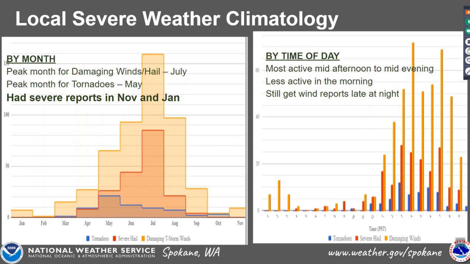So why am I talking about thunderstorms? You're probably thinking, oh, it's a summertime thing, but we can see thunderstorms. You can see here on the graph on the left, we can see thunderstorms in November and in January in our area. So it's not out of the realm of possibilities. The image on the right is the time of day we typically see storms. And you can see the orange is winds, which we can typically see almost any time of day. And then severe hail typically occurs in the afternoon into the evening, and tornadoes as well, usually afternoon into the evening.